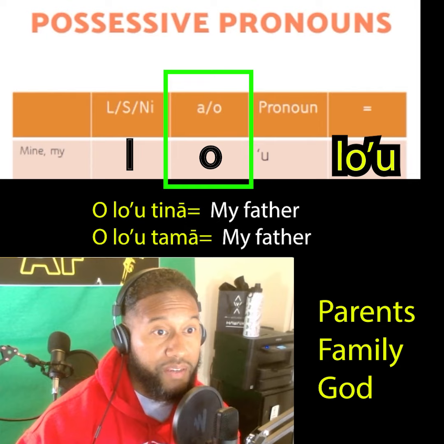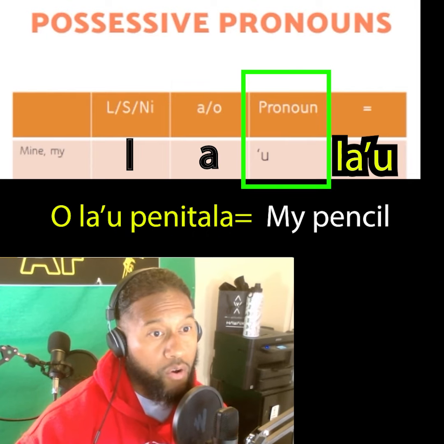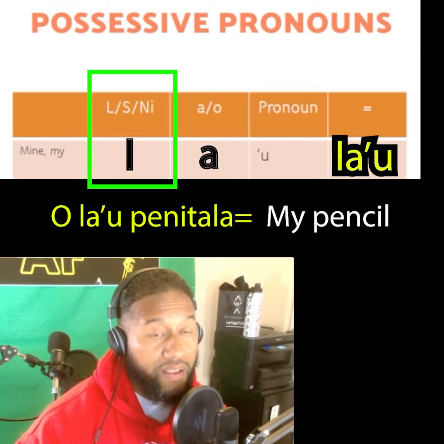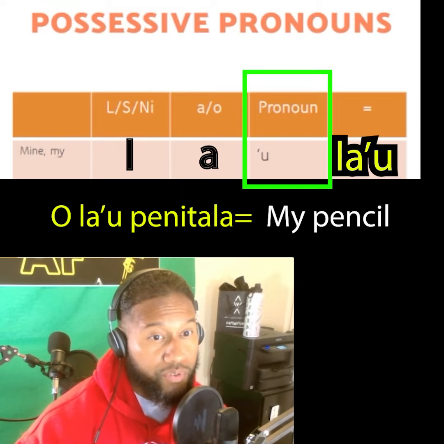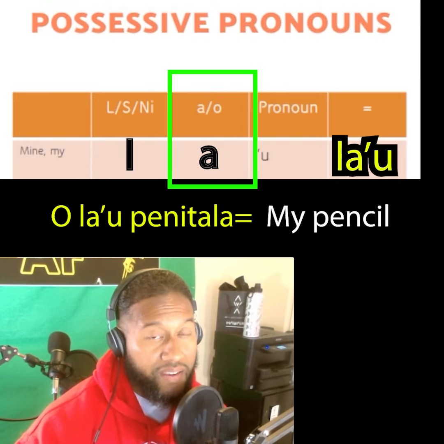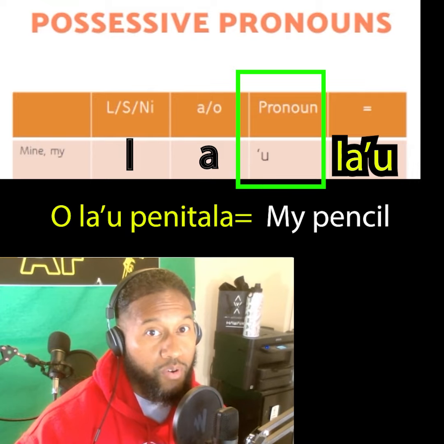This last column right here, the U, as in la'u penitala, focus on the word in the middle, which is la'u. L, we bring the L down, that makes it singular and specific. The A is because penitala is an A-class possession, and then the glottal stop U is for my. So singular and specific, A-class possession of mine. So la'u penitala, my pencil.